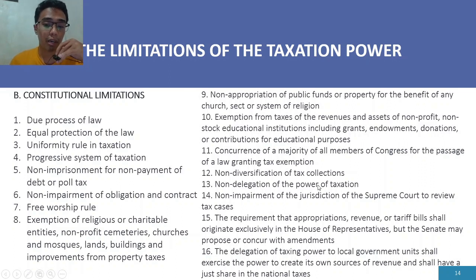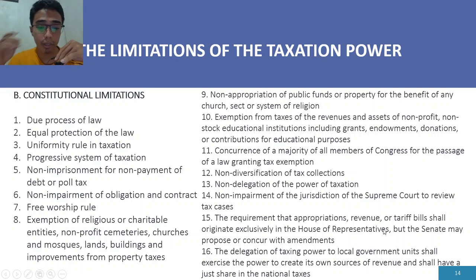Number 15, the requirement that appropriations, revenue, or tariff bills shall originate exclusively in the House of Representatives, but the Senate may propose or concur with amendments. So, di ba under the non-delegation of the power of taxation, the power of taxation is vested exclusively to the Congress. So, pero the Senate may propose or concur with amendments. So, pwede silang magbigay ng mga amendments sa mga tax laws natin. Pero dapat mag-originate pa rin sa House of Representatives.